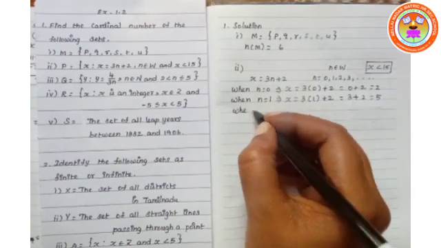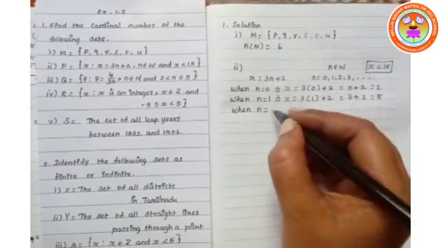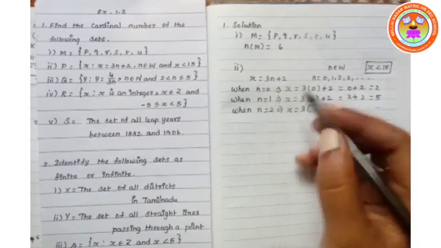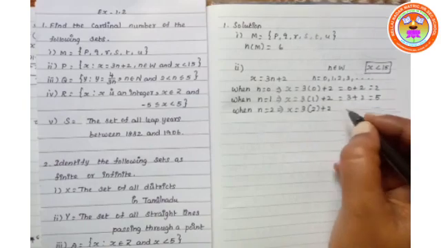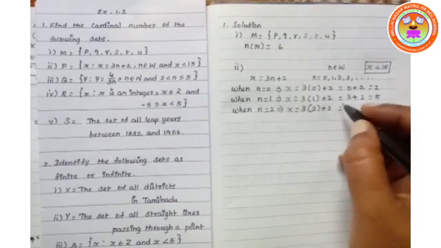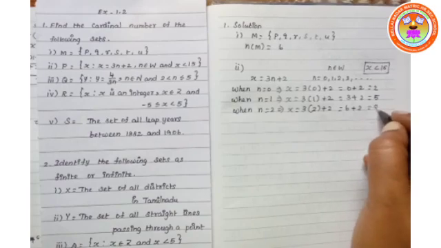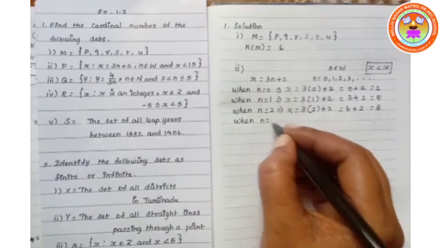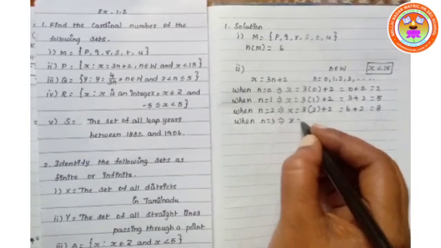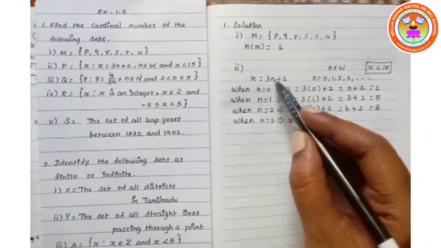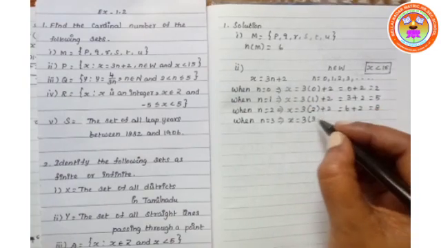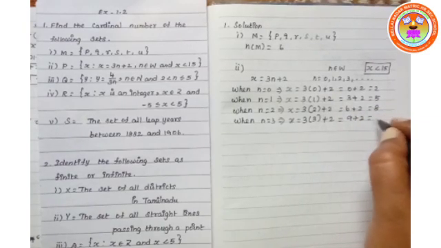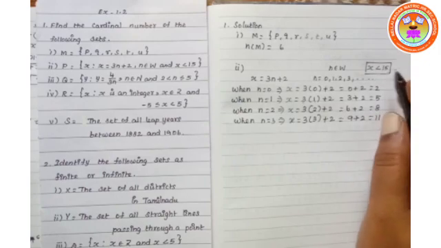Next value of n. When n is equal to 2, which implies x equal to 3 into, in the place of n you substitute this 2. 3 into 2 plus 2, which is equal to 3 2s are 6. 6 plus 2 you will get 8. 8 also less than 15. When n is equal to 3, which implies x is equal to 3 into, in the place of n you substitute this 3. 3 into 3 plus 2. 3 3s are 9. 9 plus 2, 11. 11 also less than 15.